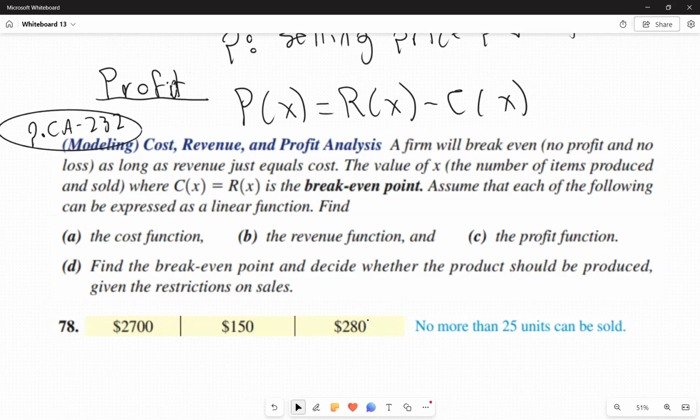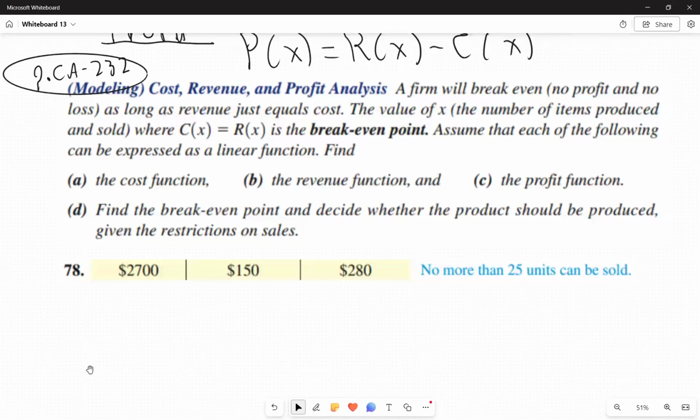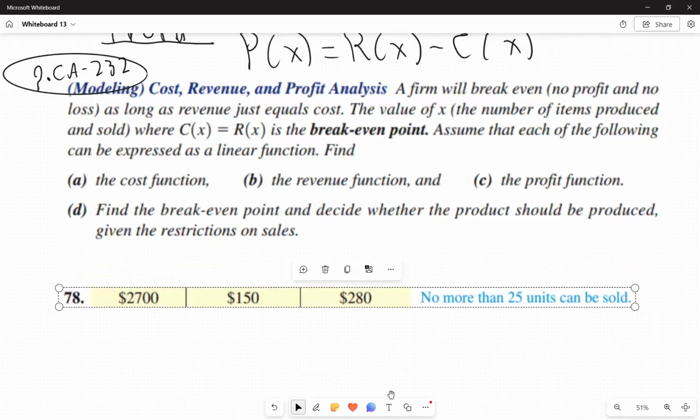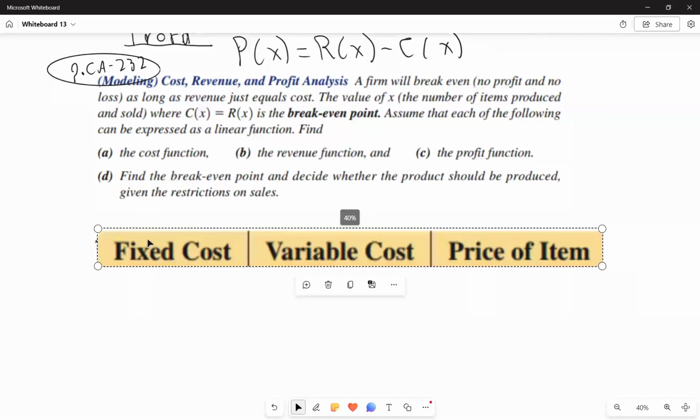Our firm will break even, that is no profit and no loss, as long as revenue just equals the cost. The value of x where C of x equals R of x, or where the profit is zero, is the break-even point. Assume that each of the following can be expressed as a linear function. We are going to find the cost function, the revenue function, and the profit function, and we're going to find the break-even point and decide whether the product should be produced given the restrictions on sales. And I'm missing one part, what the columns mean.